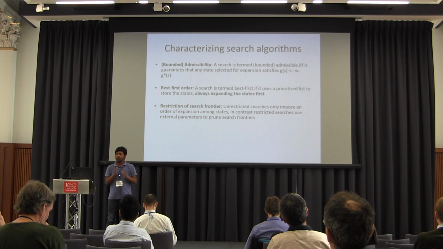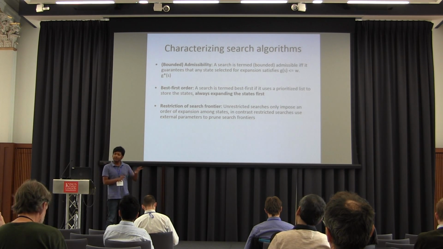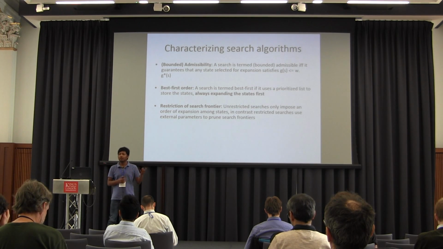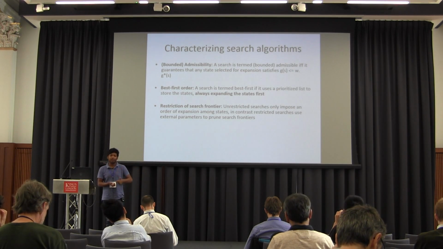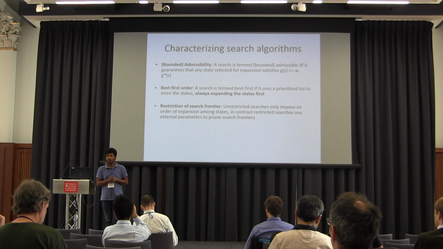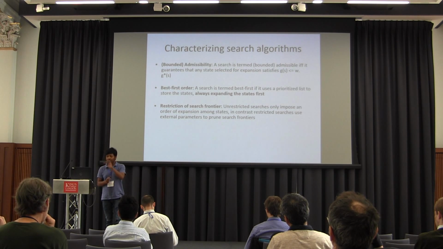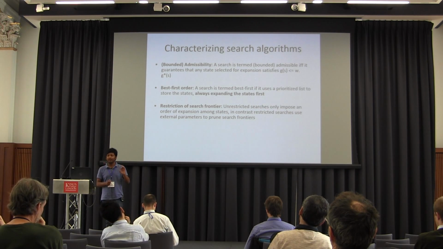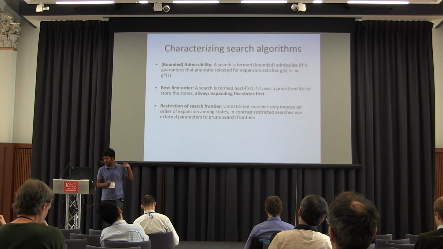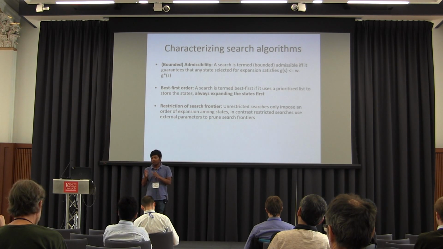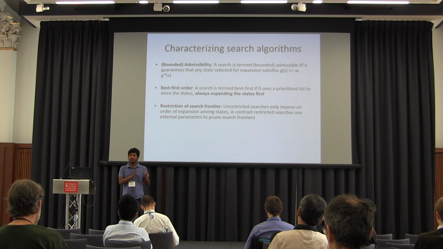One, we tried to divide the searches into admissible and inadmissible search, which is a very standard notation. Admissible or bounded admissible searches guarantee completeness and solution quality within a given bound. In addition to that, we impose one more restriction, that whenever it selects a node to expand, it satisfies some properties. The second classification we do is among non-best-first and best-first searches.